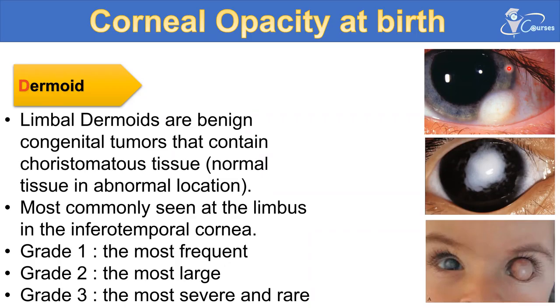Grade 2 is larger, and it can be central like that or even larger. So this is how it looks. The third one, or grade 3, is the most severe, and luckily it is the most rare.